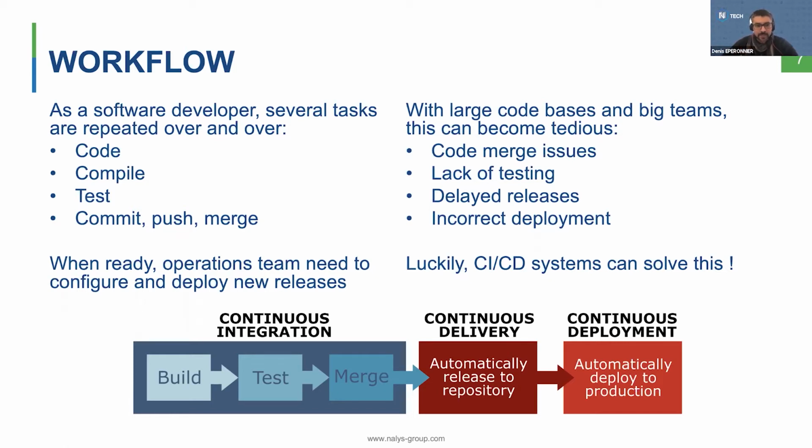Typically, you would have merge issues. You will have less time eventually to test, so you will reduce the amount of tests, eventually also delay the releases. Ultimately, you may have incorrect deployment. So a lot of issues which luckily a CI system can help to solve.